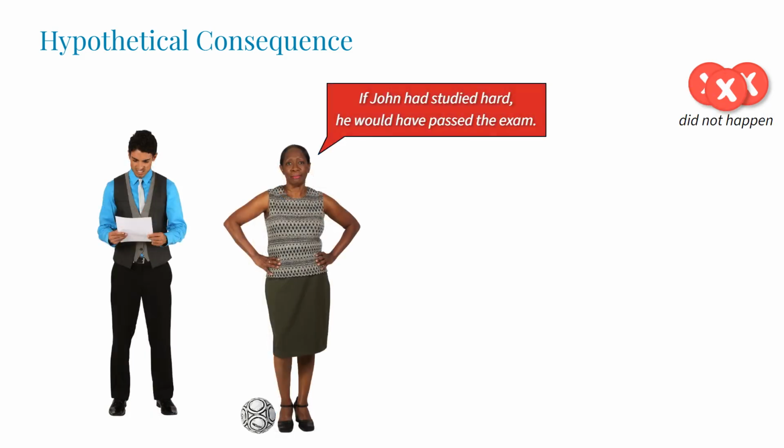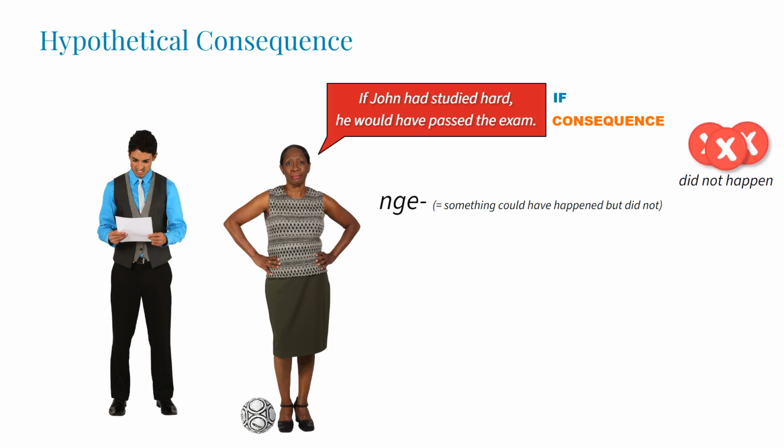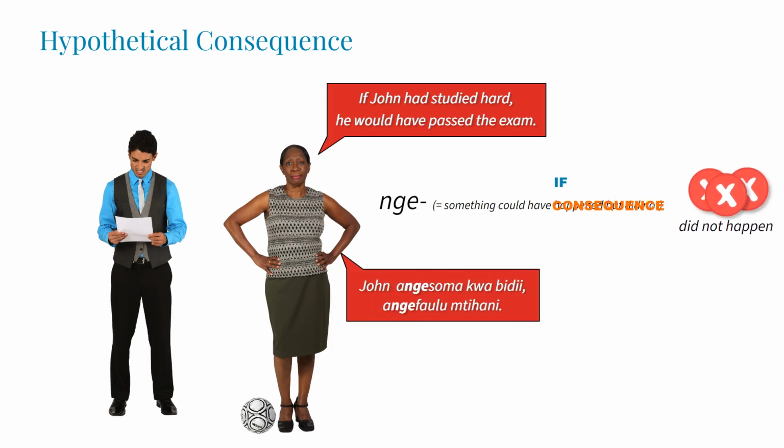In this situation, Swahili speakers will use yet another expression. The verbs in both the if clause and the consequent clause will have the prefix nge, which indicates that something could have happened but did not. John angesoma kwa bidii angefaulu mtihani. If John would have studied hard, he would have passed the exam.